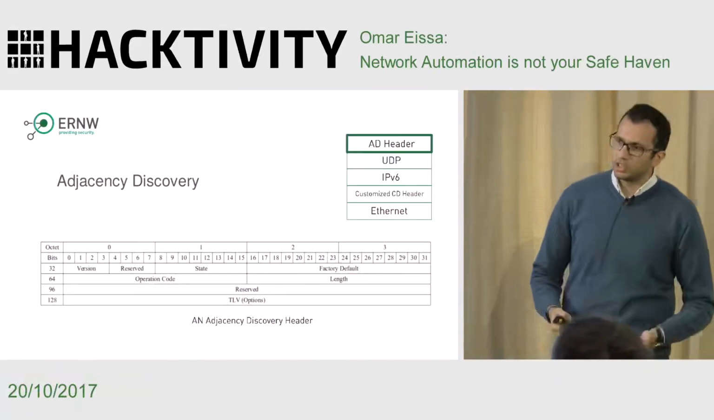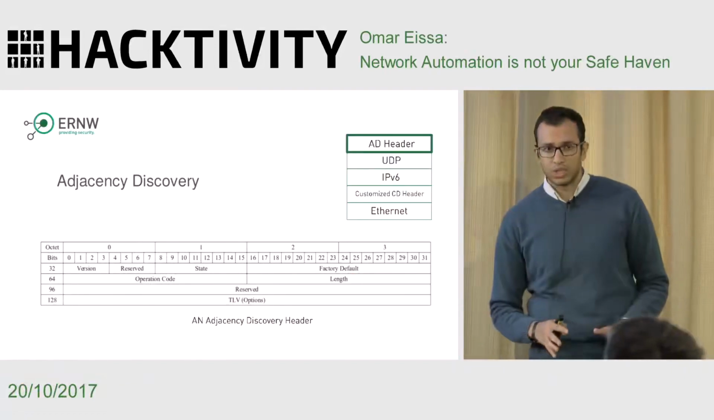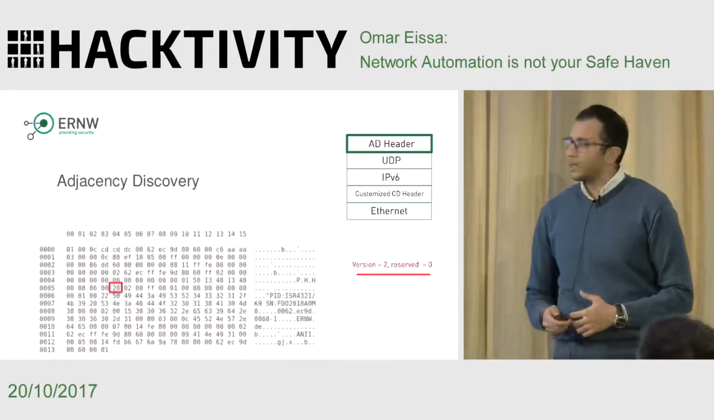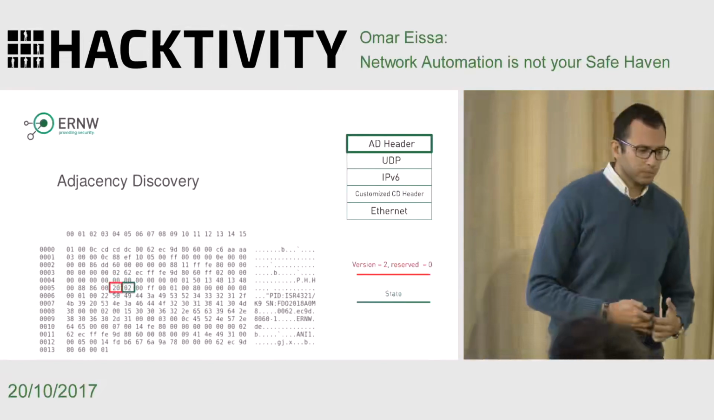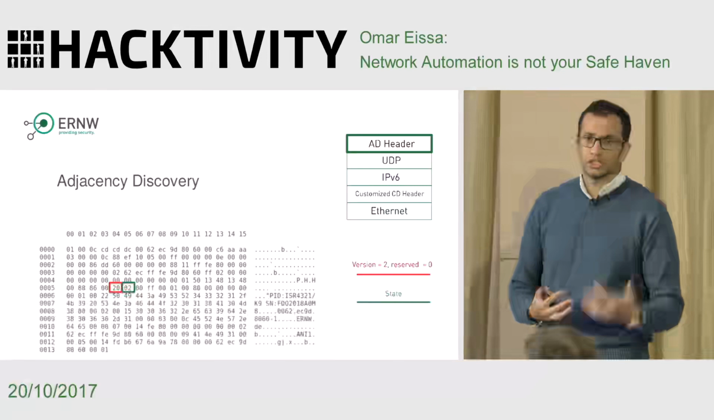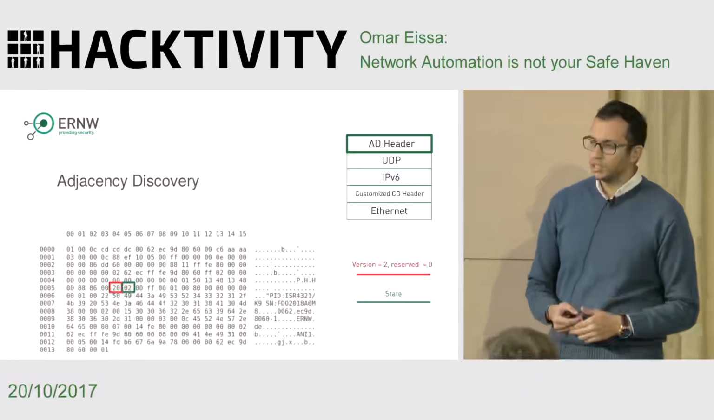We believe that for the adjacency discovery, it's the same header. We can use the same header. We don't need to introduce a new header for that. And here the version is 2 instead of 1. The state is O2. We just started into the channel in the adjacency discovery phase. This is the first packet here.